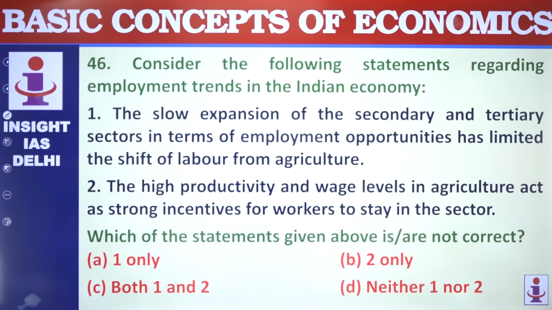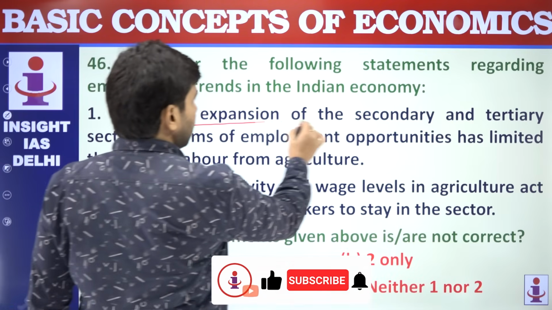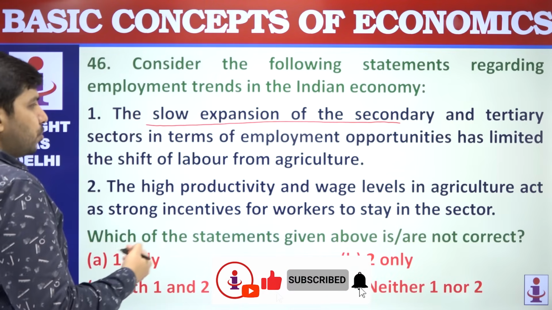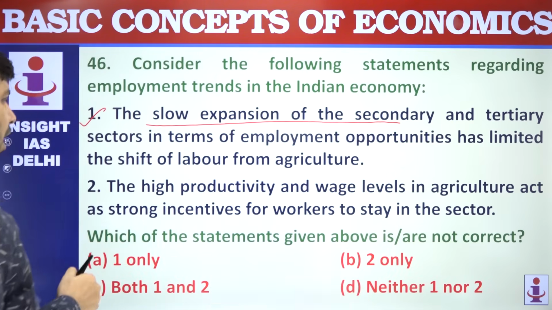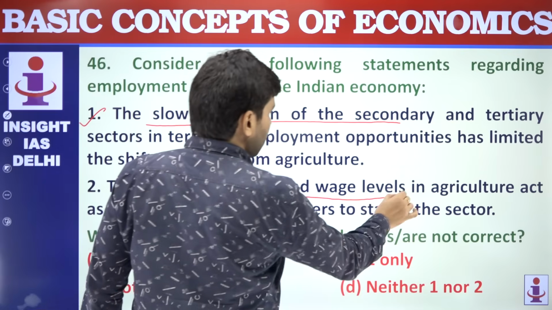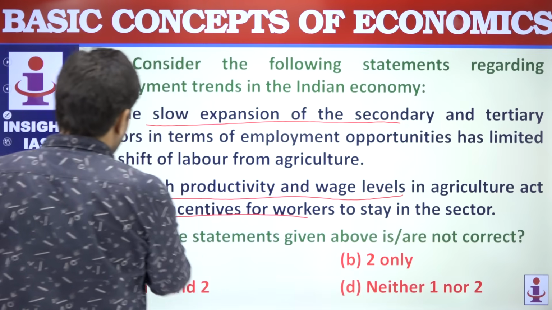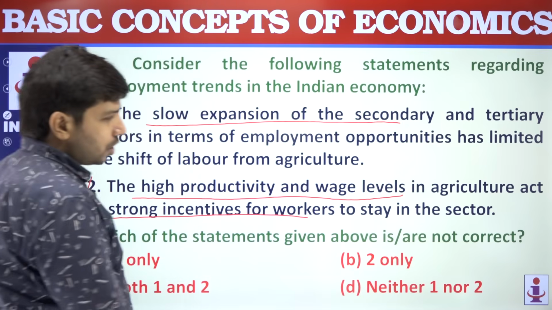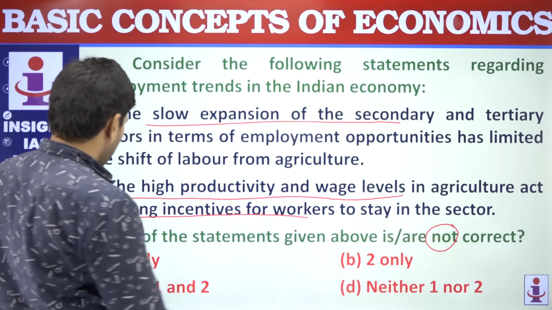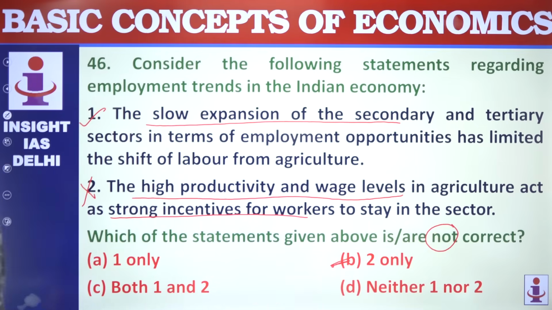Employment trends: the slow expansion of the secondary and tertiary sector in terms of employment opportunities has limited the shift of labor from agriculture. The slow expansion, yes, it is expanding very slowly. That's why it is not able to absorb labor from agriculture. The high productivity and wage levels in agriculture: agriculture does not offer high productivity and wage levels, particularly in India. It is not a strong incentive for workers to stay in the sector. Statement 2 is not correct. Question is asking about not correct statements. So only 2. Option B will be your correct answer.